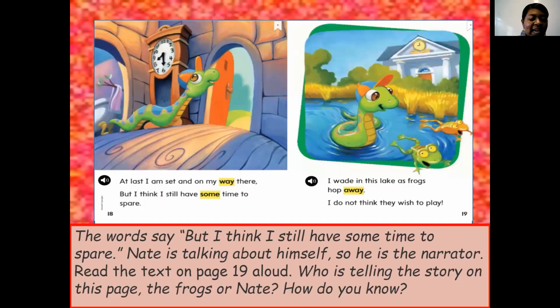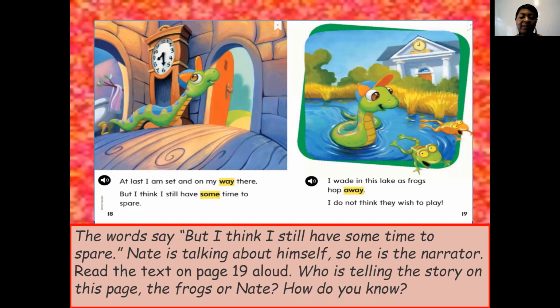At last, I am set and on my way there, but I think I still have some time to spare. I wade in this lake as frogs hop away. I do not think they wish to play. The words say, but I think I still have some time to spare.